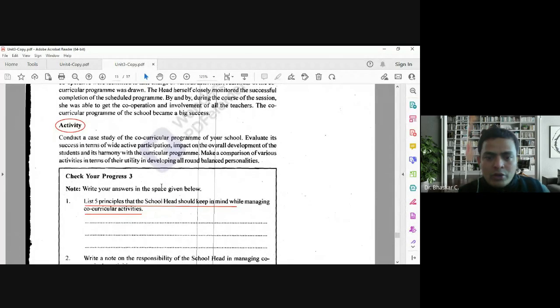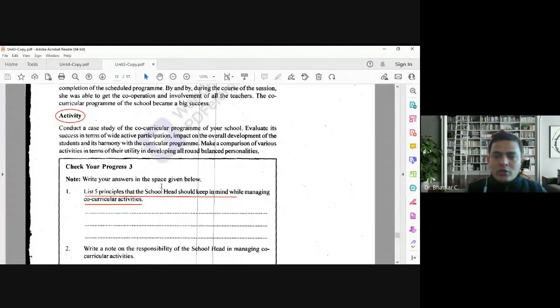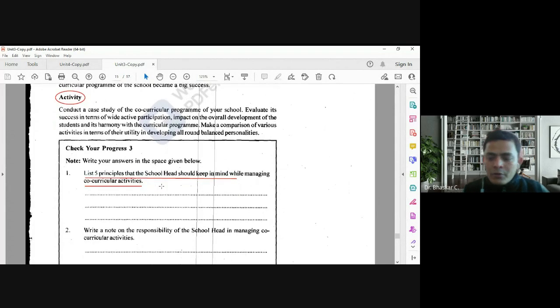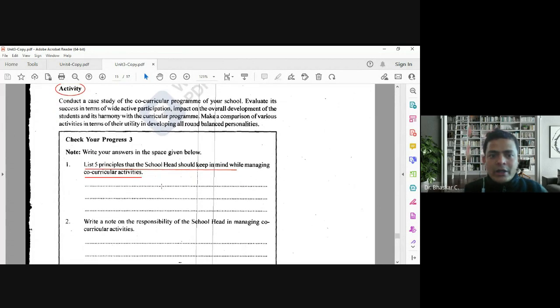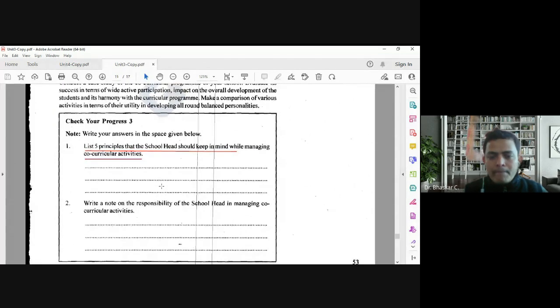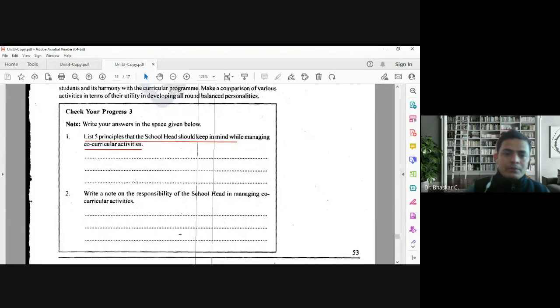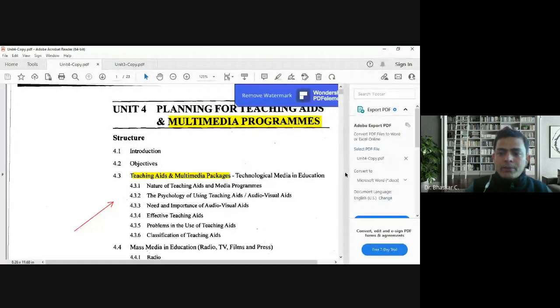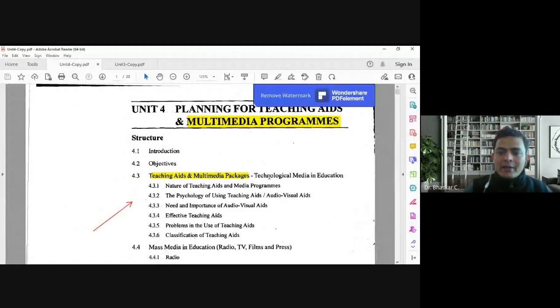Still, if you have some questions, please raise your hands or ask your questions. Otherwise, if you feel that we can go for the last unit, that is unit number 4, then we will switch to unit number 4. Yeah. Any questions, any queries, please? Otherwise, we will go for unit number 4, and unit number 4 is planning for teaching aids and multimedia programs.